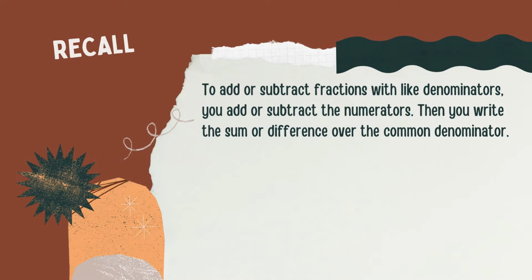So, let's first recall how to add or subtract fractions with like denominators. When you add or subtract fractions with like denominators, you add or subtract the numerators. Then, you write the sum or difference over the common denominator.